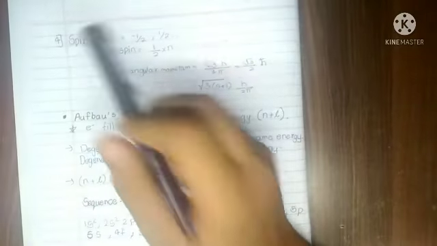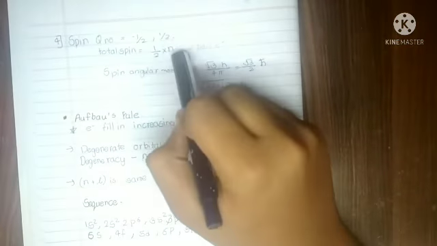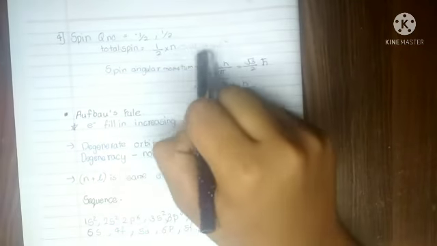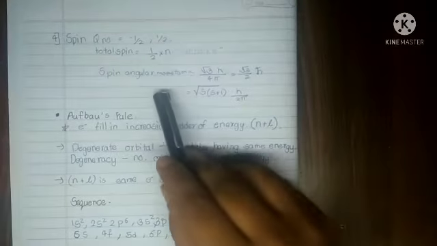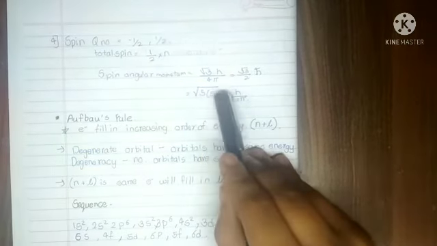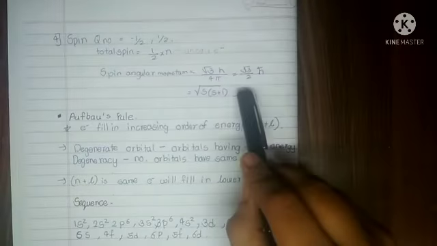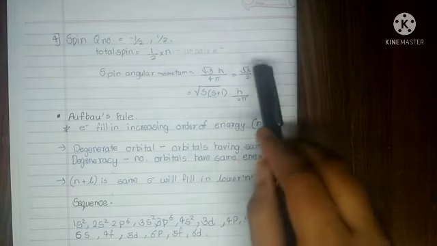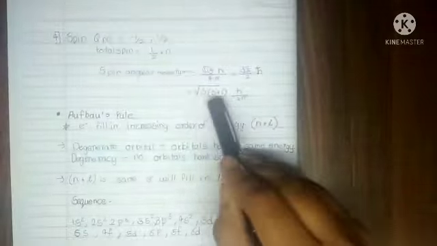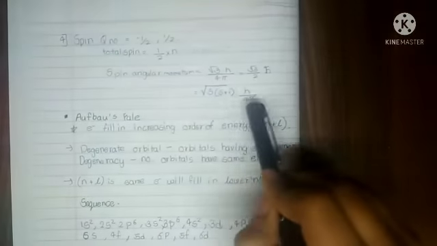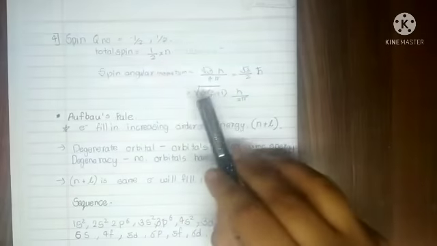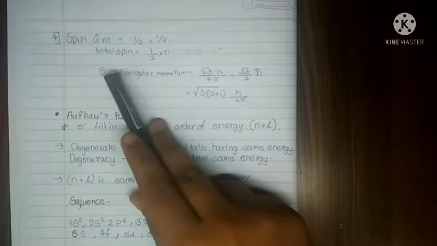Spin quantum number is equal to minus 1/2 and plus 1/2. Total spin is equal to 1/2 into n, where n is the number of unpaired electrons. Spin angular momentum is equal to root 3 h upon 4 pi, which is equal to root 3 by 2 into h bar, or equal to root s into (s plus 1) into h upon 2 pi. Here s is equal to spin.